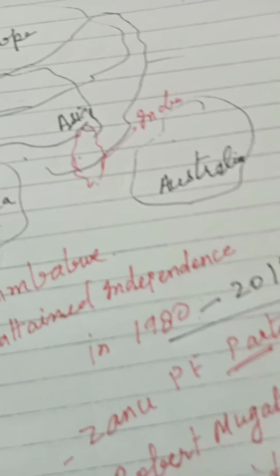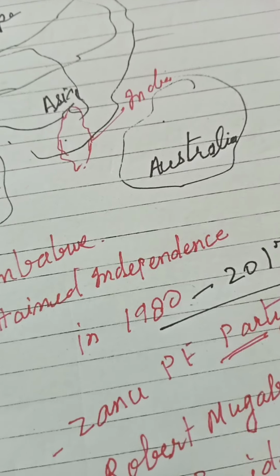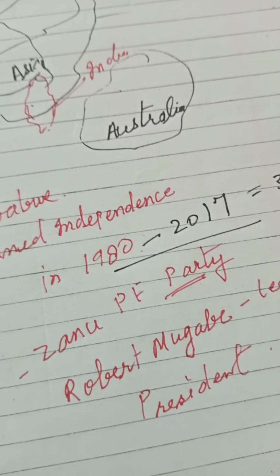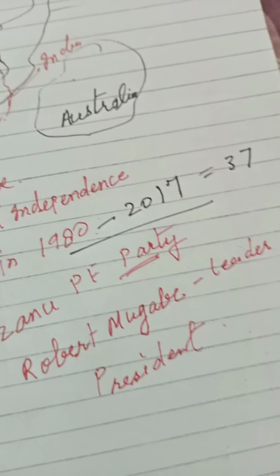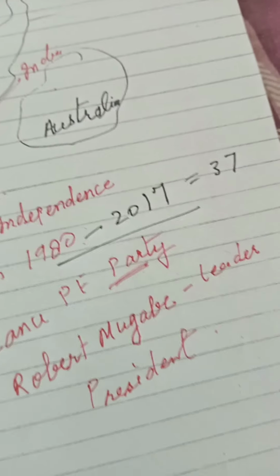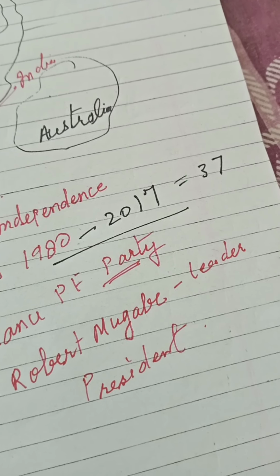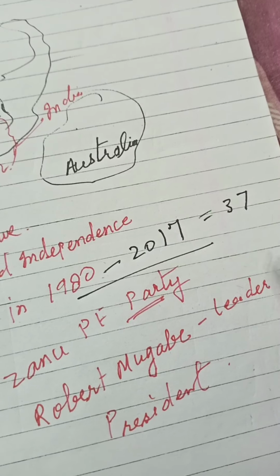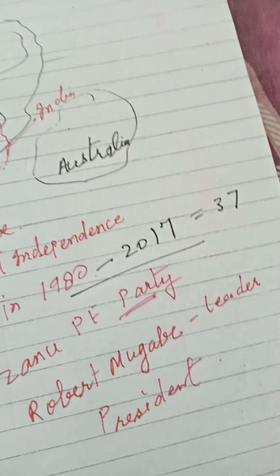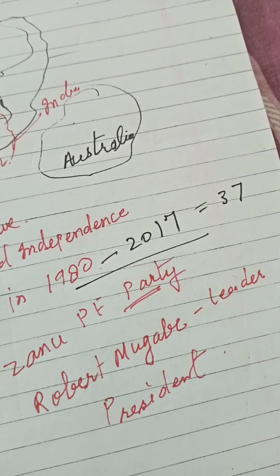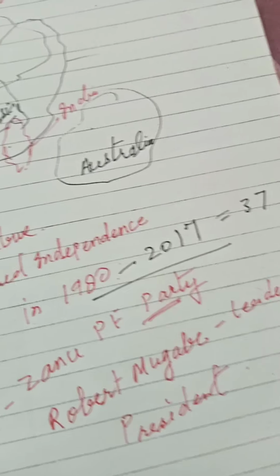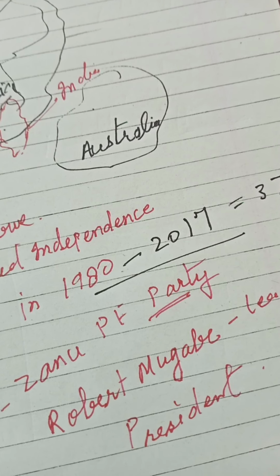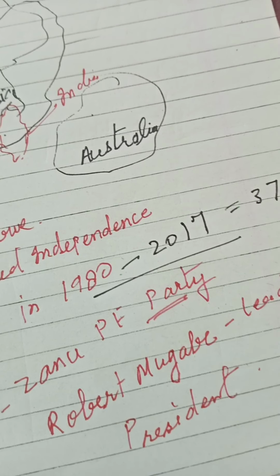Now here we have seen that a popular government can be undemocratic. It doesn't mean that Robert Mugabe was not liked by the people. People always cast their vote for his party or for him. But within these 37 years, he also became undemocratic. He also became a dictator. So here, a popular government can be undemocratic, and a popular leader can be autocratic.